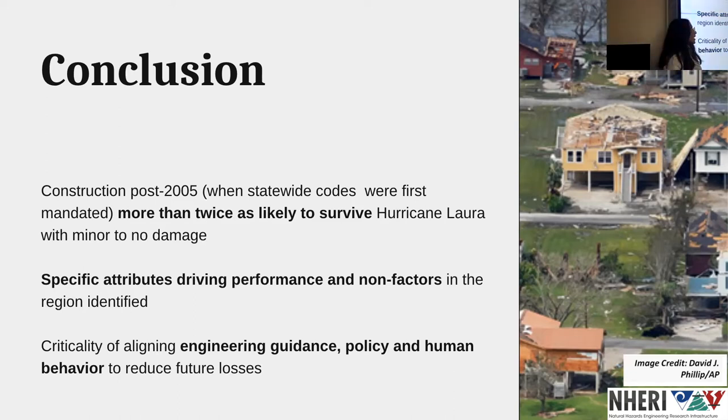However, there are a lot of factors identified by HAZUS that were non-factors. And that's such things as the attached garages, which were very important in that first house diagram I showed, but in the Lake Charles region, only about 30% of homes actually had attached garages. So it was not as important as we thought it would be. And then finally, with the shutters, we saw that the critical aligning of engineering guidance, policy, and human behavior is necessary, because when we don't implement the codes that we have, it can lead to very detrimental damages.